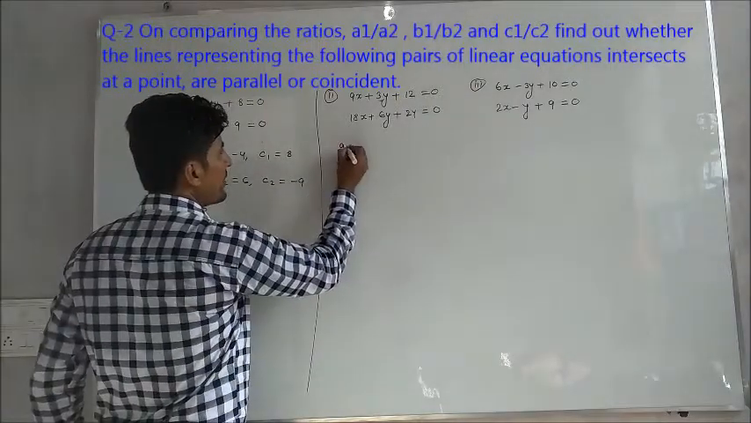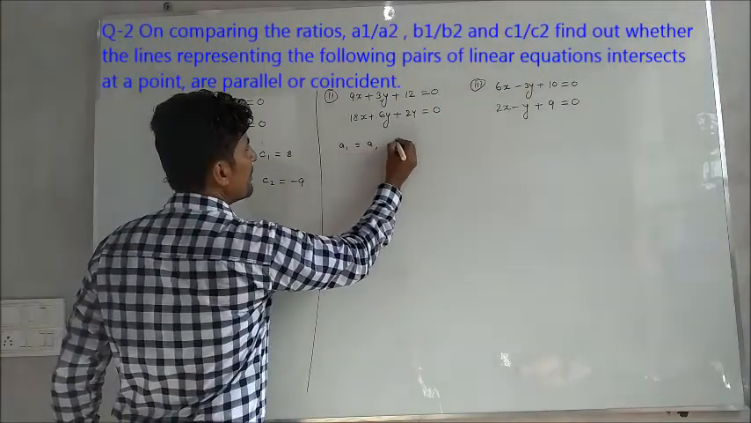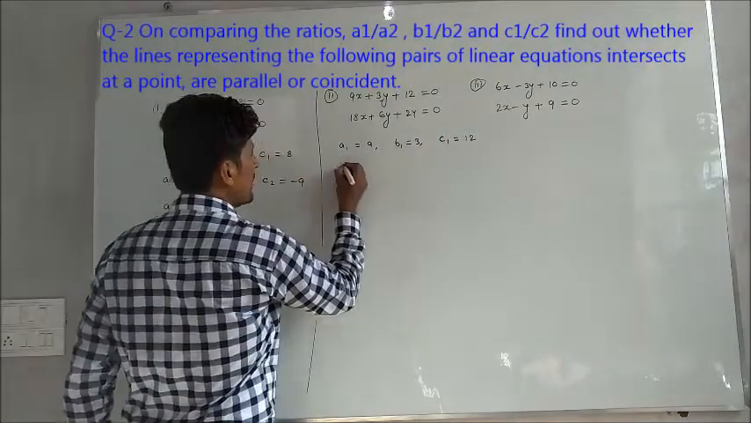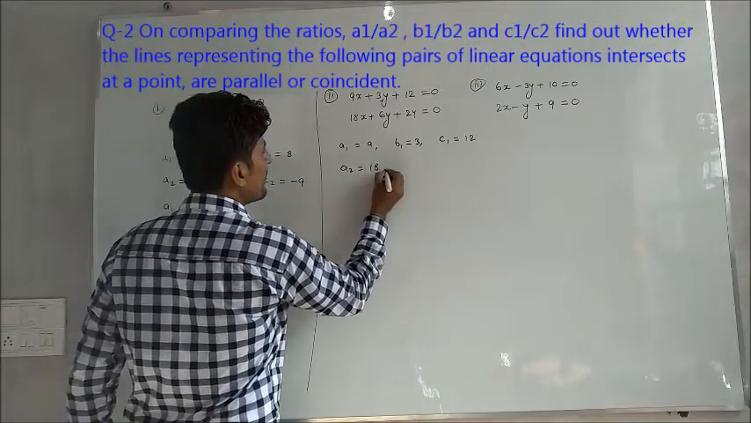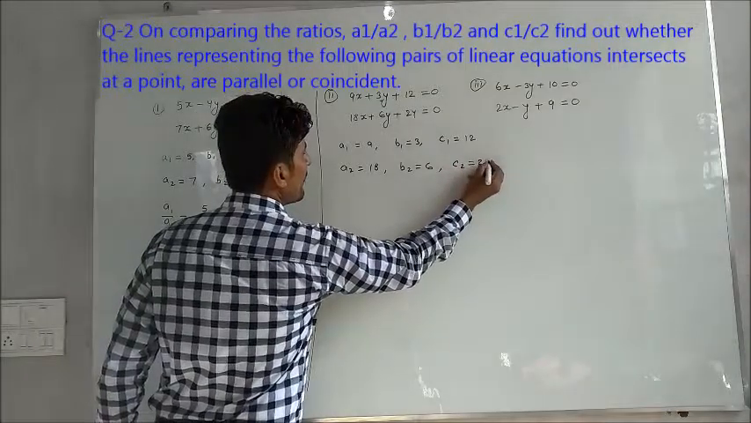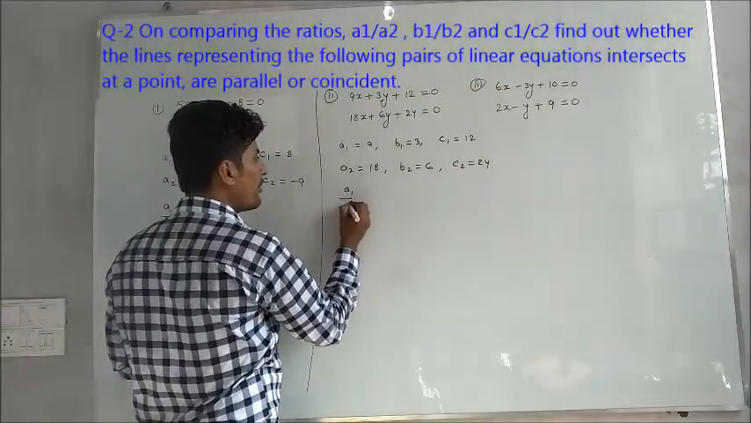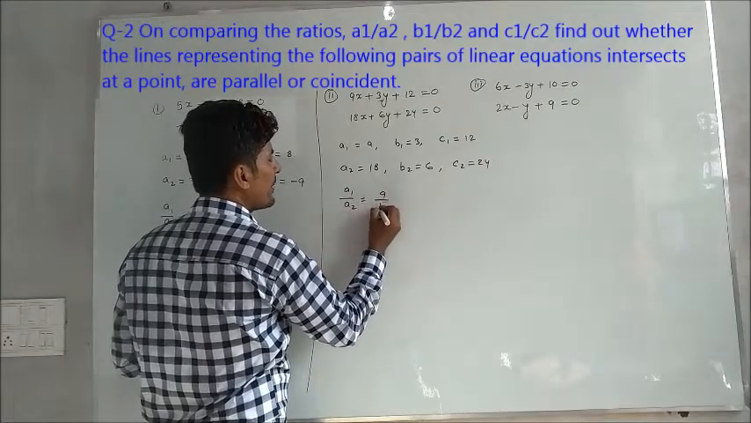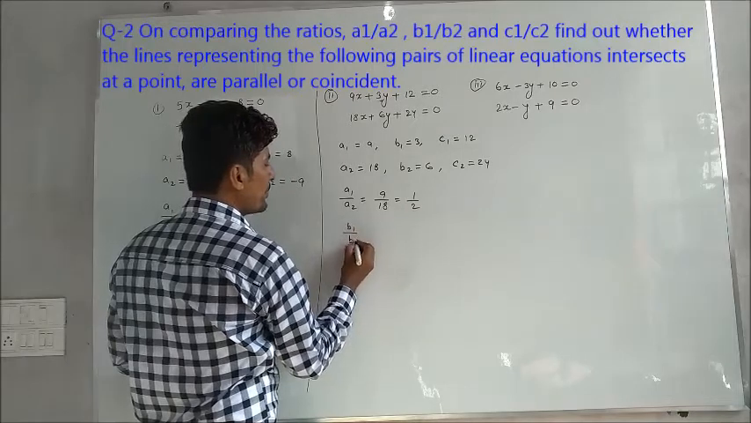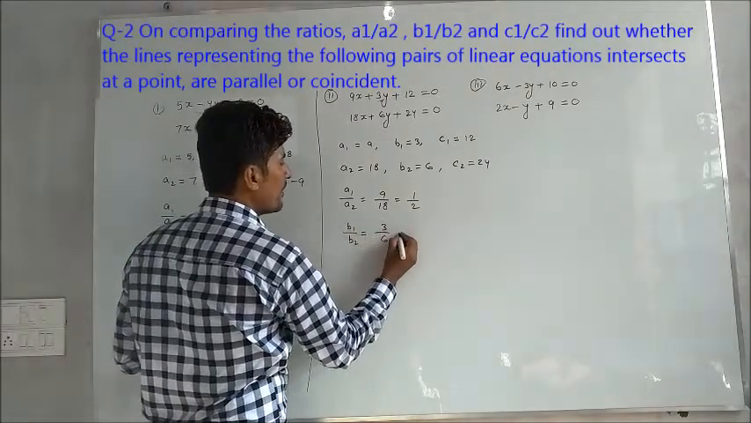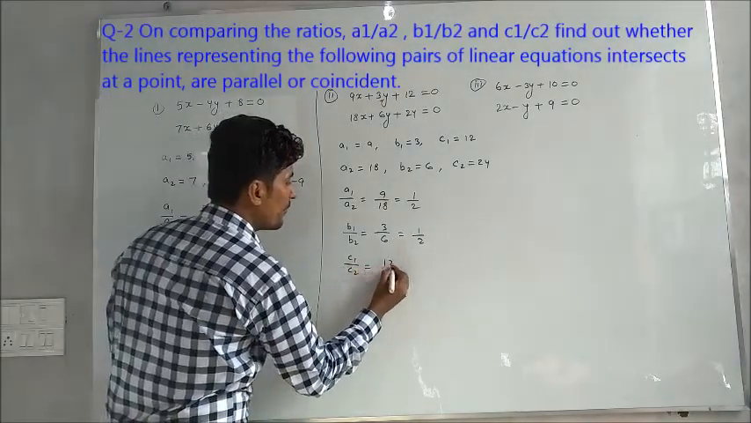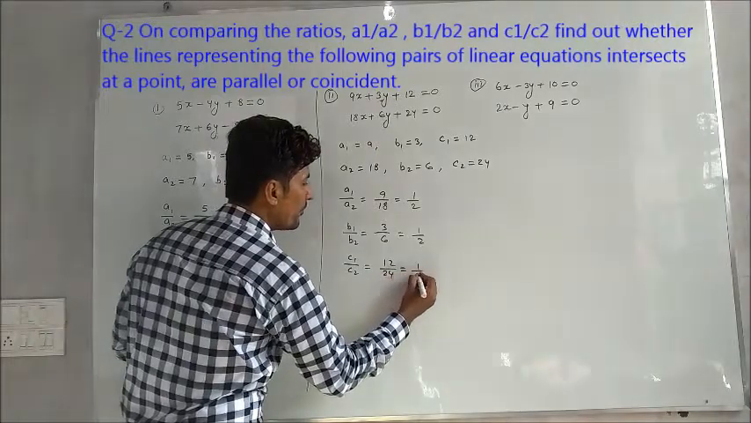Here also we have to find out a1. The value of a1 is 9, b1 equals 3, c1 equals 12, a2 equals 18, b2 equals 6, while c2 equals 24. Now we have to find out a1 upon a2. That will be equal to 9 upon 18, or we can say 1 upon 2. Similarly, b1 upon b2 equals 3 upon 6 or 1 upon 2. Now c1 upon c2 equals 12 upon 24 equals 1 upon 2.